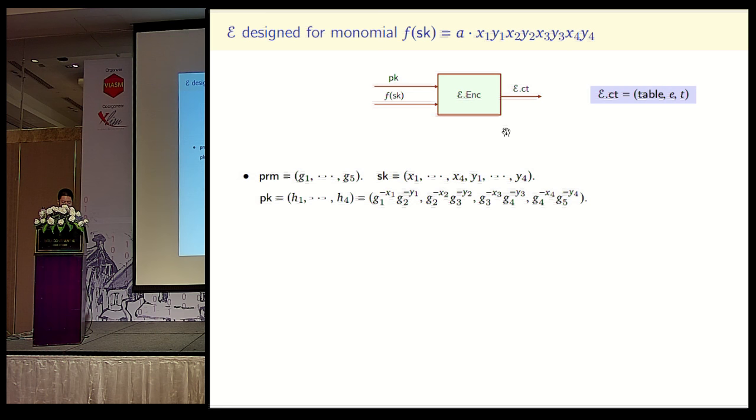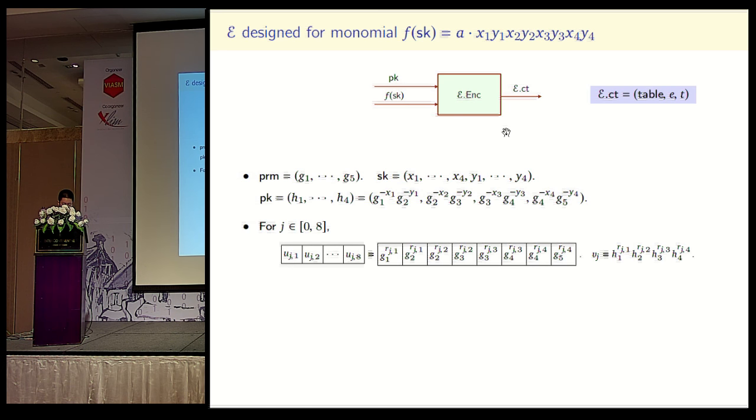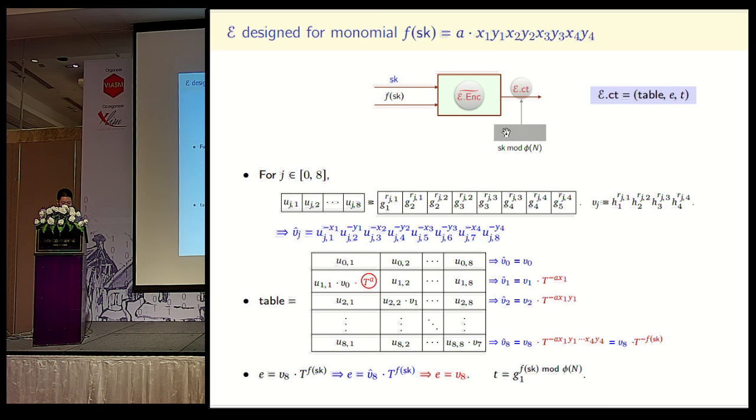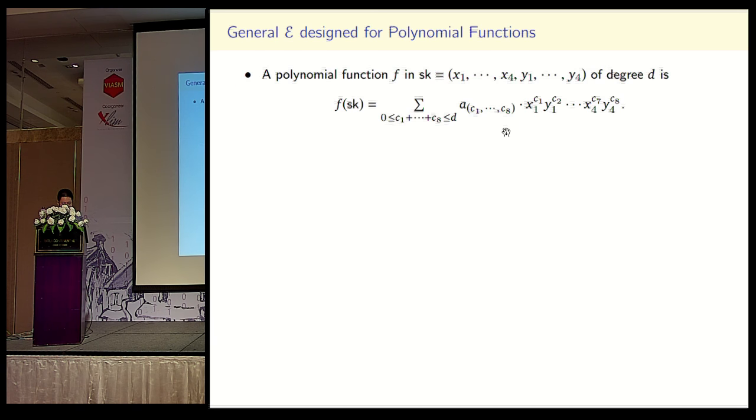As an example, we show how to design E for this monomial. So I skip this part and just show the general E. We show how to design a general E for polynomial functions. A polynomial function F in SK consists of many terms.